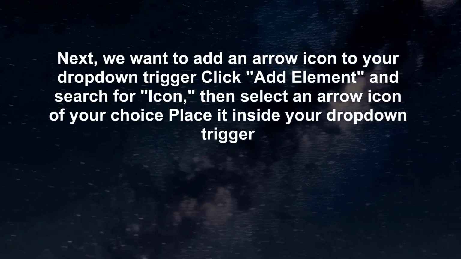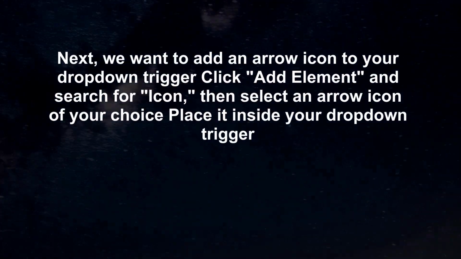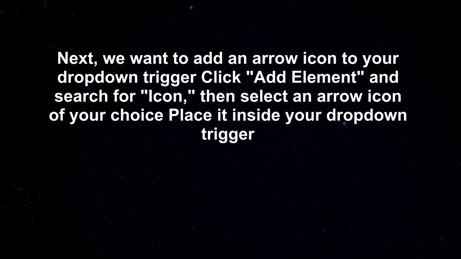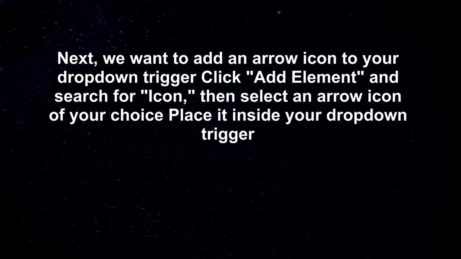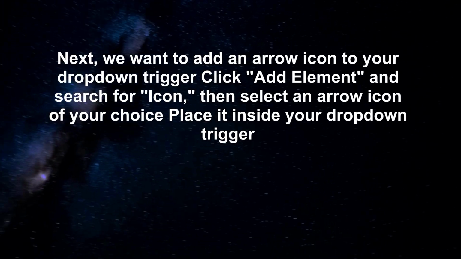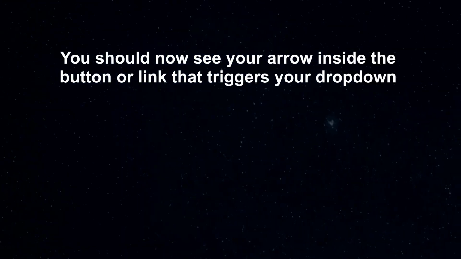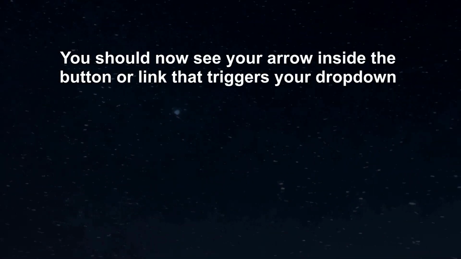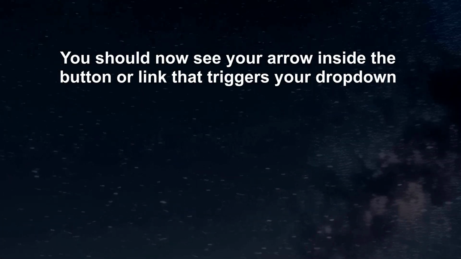Next, we want to add an arrow icon to your dropdown trigger. Click Add Element and search for Icon. Then select an arrow icon of your choice. Place it inside your dropdown trigger. You should now see your arrow inside the button or link that triggers your dropdown.